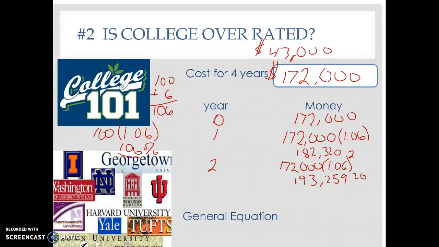And so we get to see a pattern, like our pattern with the rumor here. After 1 year, we multiply by 1.06 to the first. After 2 years, we multiply by 1.06 squared. Let's say that we wanted to figure out how much money we would have after 40 years, which would be about the time you retire.